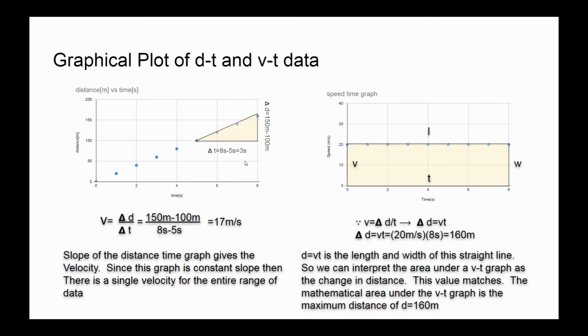So our delta d/delta t, formally written out, gives us 17 meters a second. When was this object moving 17 meters a second? Consistently throughout the entire problem, it was moving at 17 meters a second from the graph. It doesn't matter. Speed is constant. This slope is not changing.